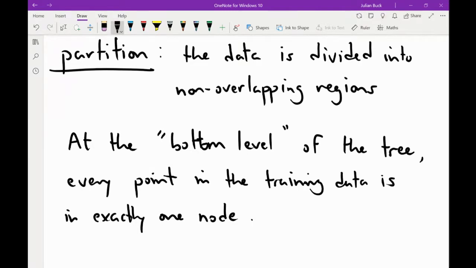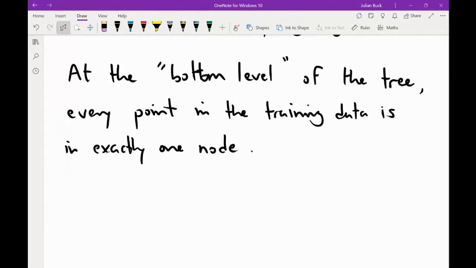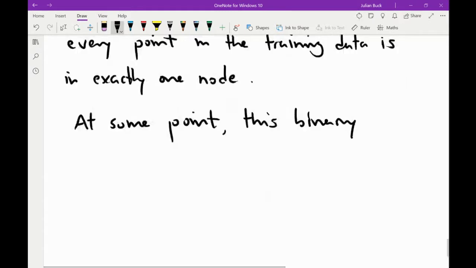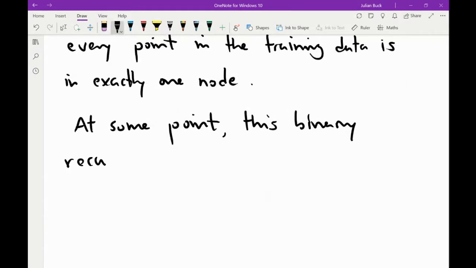All right. So at some point, this binary recursive partitioning process stops. Can't spell partitioning today to save my life.